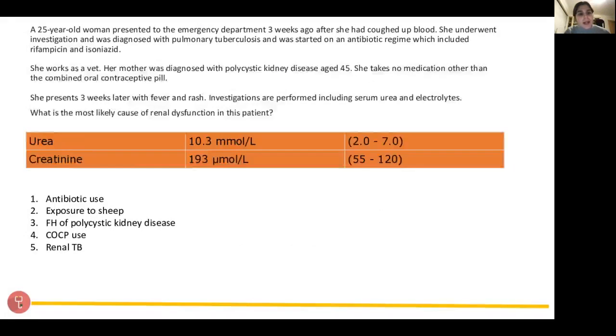So her work as a vet is a red herring. The polycystic kidney disease is a bit of a red herring, and then the combined oral contraceptive pill. So when you see that answer, the answer is 1 or A, and the fever and a rash is really classic for interstitial nephritis, and rifampicin can cause it.